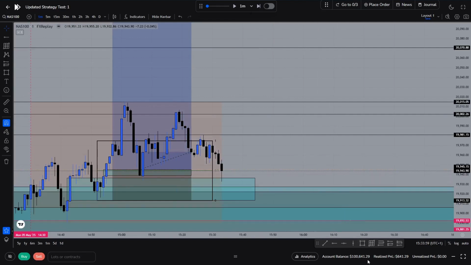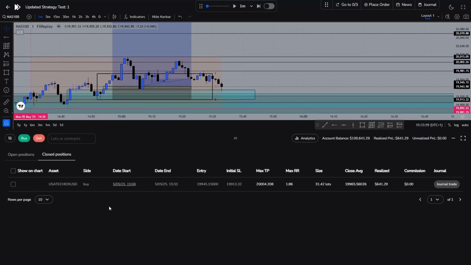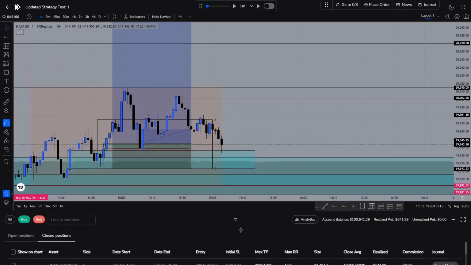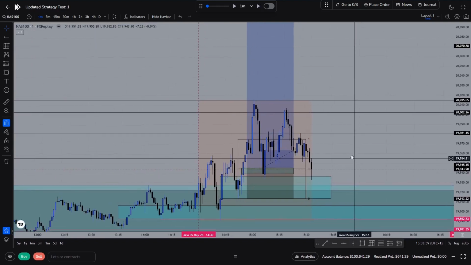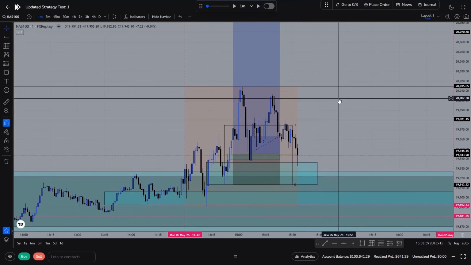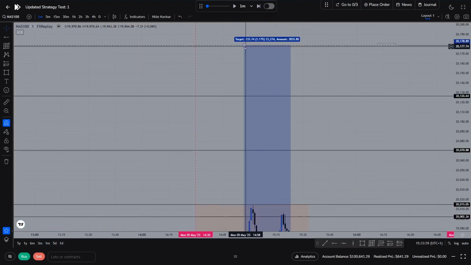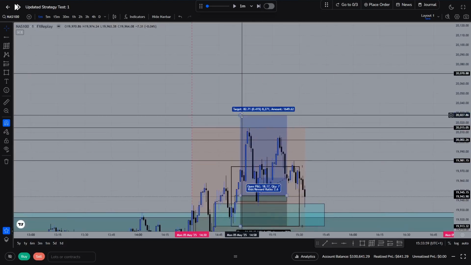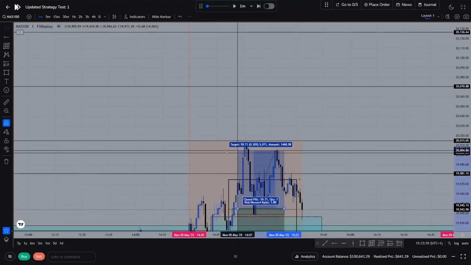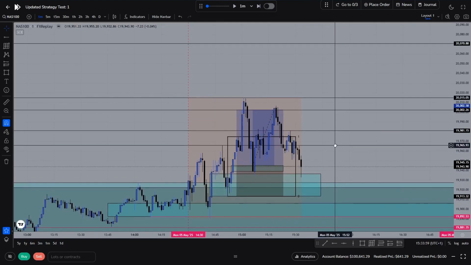What did I come out with? 641 due to the partials I took. $641.29. I hit the 2 take profits, making it a small RR, 1 to 1.8.